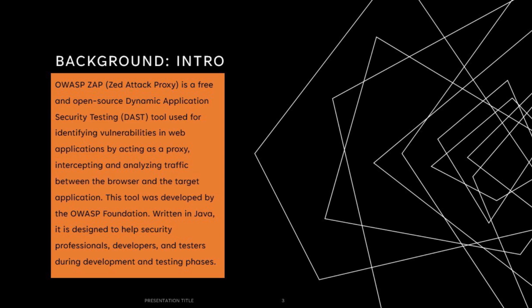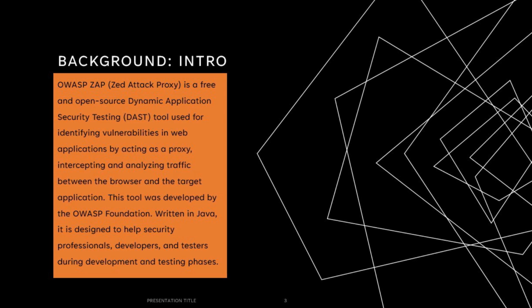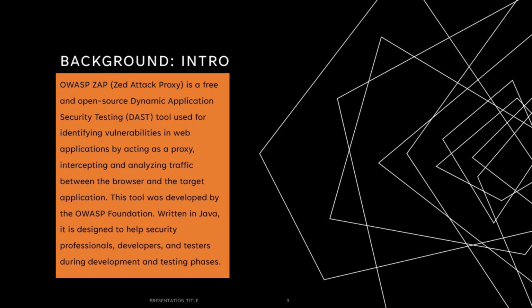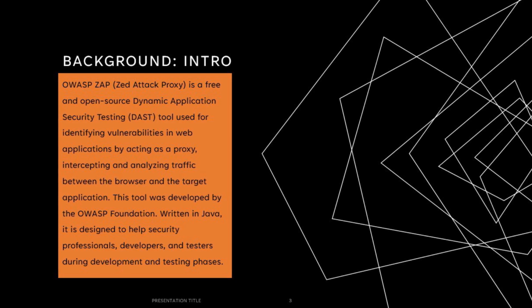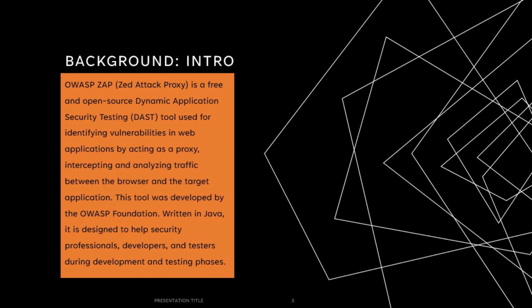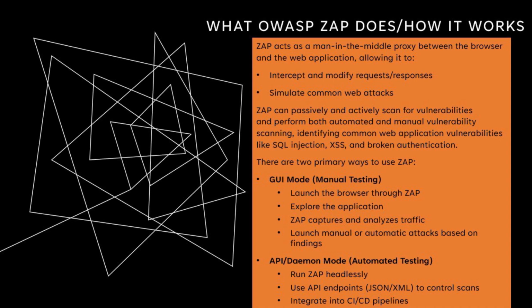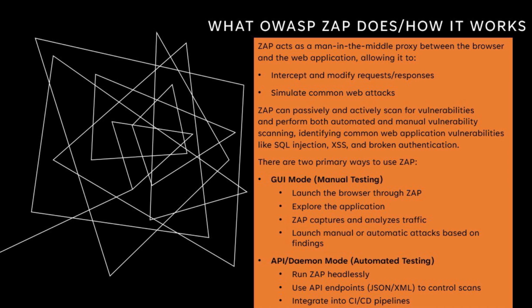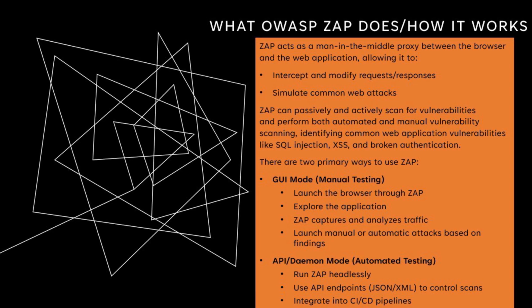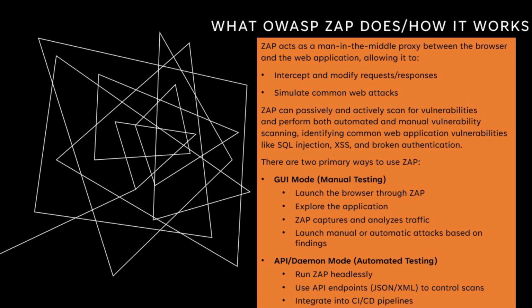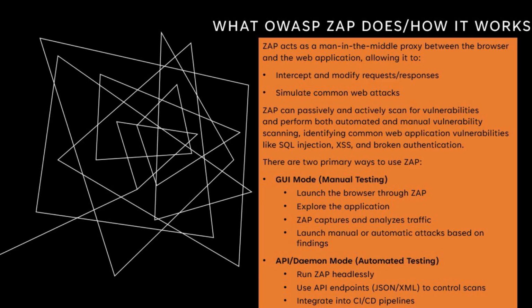This tool was developed by the OWASP Foundation. Written in Java, it is designed to help security professionals, developers, and testers during development and testing phases. ZAP acts as a man-in-the-middle proxy between the browser and the web application, allowing it to intercept and modify requests and responses and simulate common web attacks.